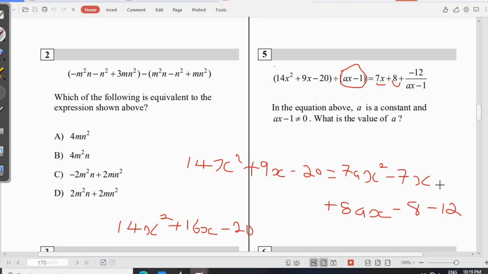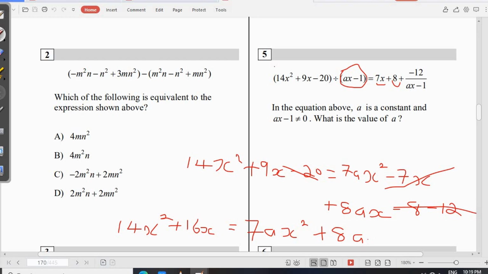You have minus 20 here, you have minus 20 here. That means they can clear out each other. So ignore that. So we now have 7ax squared. We have already eliminated the minus 7x out of the picture. We also eliminated minus 8 and minus 12. So we have 7ax squared and plus 8ax at the end of the day.